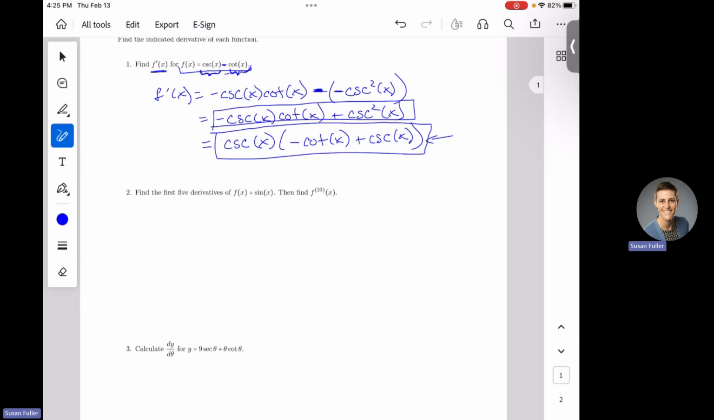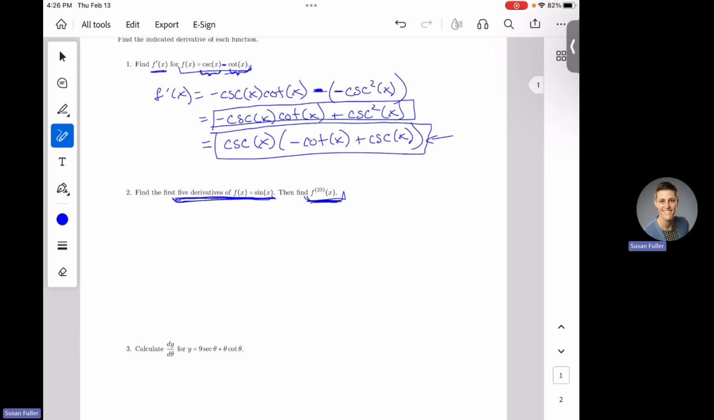Okay, the next one. Find the first 5 derivatives of the sine of x. And then find the 23rd derivative of sine of x. Do I want you to take 23 derivatives to find the 23rd derivative of this function? No, I don't expect you to find 23 derivatives. But I'm having you find the first 5 derivatives because I think we're going to find something in there that's going to give us a clue on how to find the 23rd derivative without actually doing 23 derivatives.